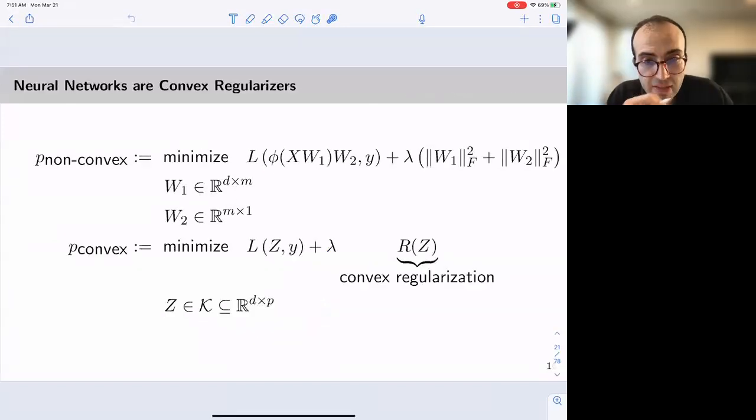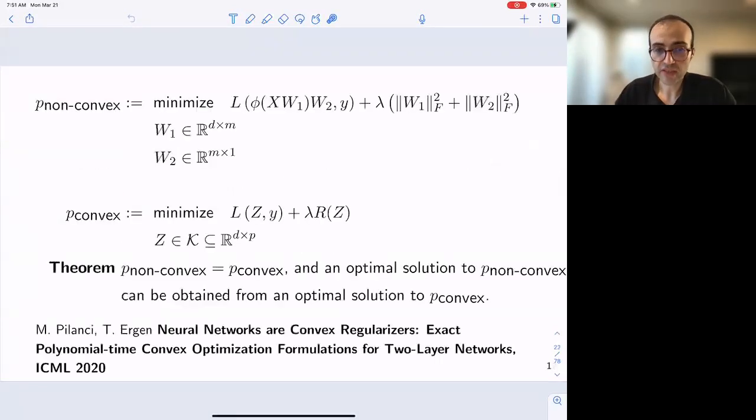So it turns out there is a convex optimization problem, which will have a matrix variable Z and some convex regularization R applied to Z. This second problem will be a convex optimization problem, and we can solve it to global optimality. It turns out that the two values are identical, and you can find the solution to the non-convex problem from the convex optimization problem. If you solve the second one, you can generate the optimal solution to the first non-convex one. This is our first result in this topic, and it shows that there is a parameterization that will make the neural network problem convex, and we can use that to get the global optimum.